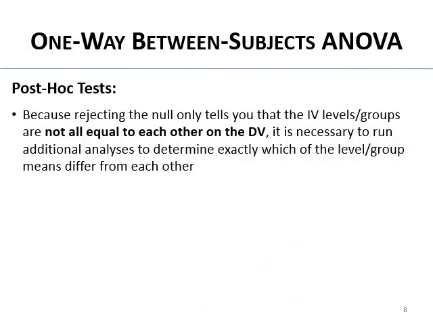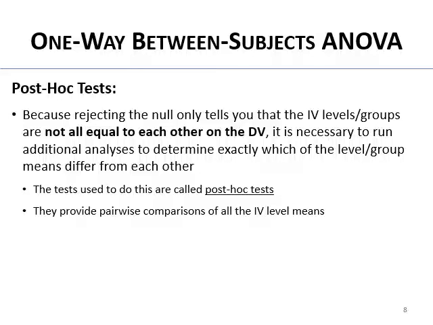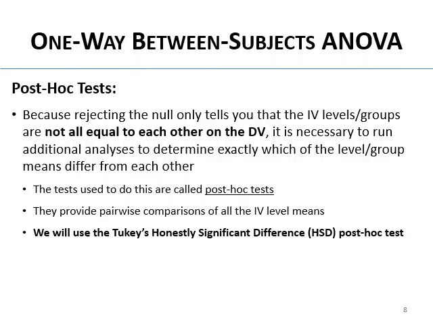Because rejecting the null only tells you that the IV groups or levels differ, at least one differs from another, that is, they're not all equal to each other on the DV, you've got to run additional analyses to determine exactly which of the levels or groups differ from each other. Is it just one from one other, or do they all differ? You've got to figure it out. So those tests again are called post-hoc tests, and they give you pairwise comparisons of all the IV level means. We're just going to use one in this class, just keep it simple. It's called Tukey's honestly significant difference test. It's a post-hoc test. I'll just call it Tukey.